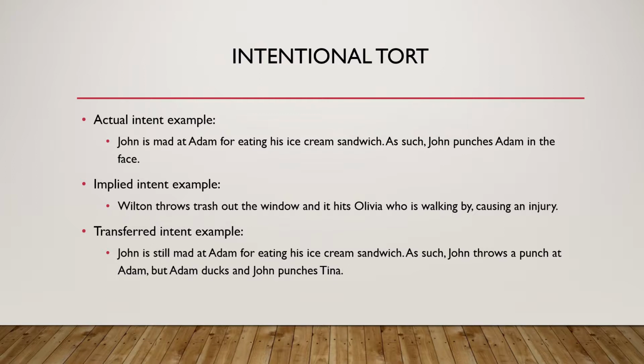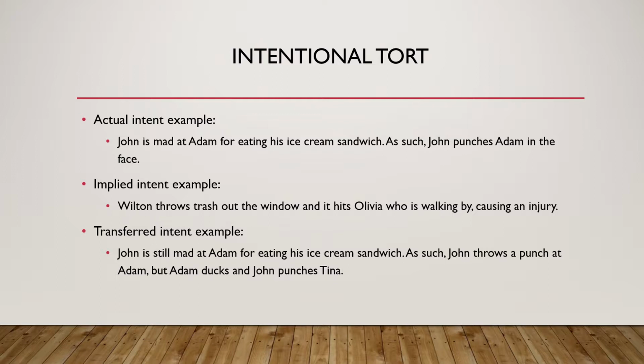Implied intent, just the classic example given in the textbook, is where Wilton is working in his office building, and he goes to the window and throws some trash out.